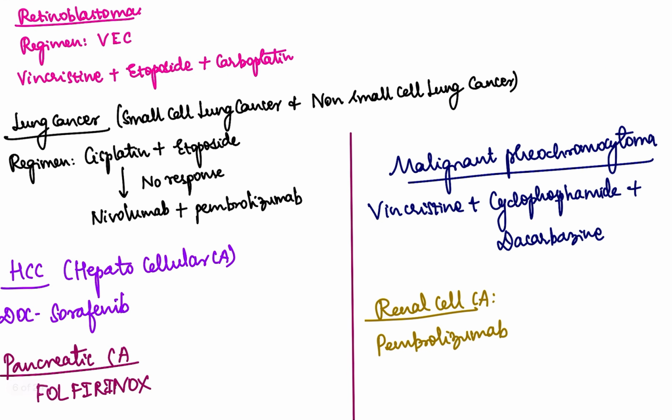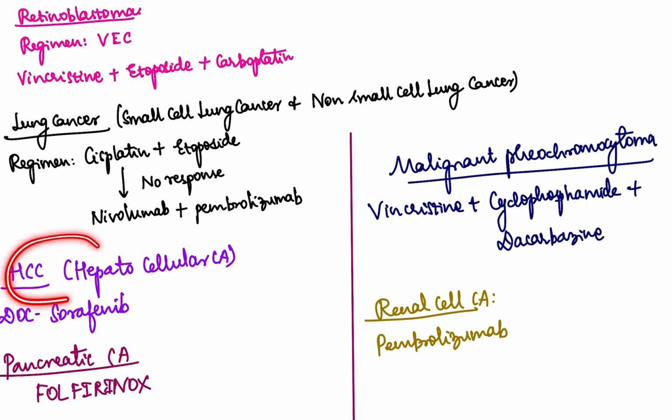The next is retinoblastoma. The treatment regimen for retinoblastoma is VEC, which is vincristine, etoposide, and carboplatin. For lung cancer, both the small cell and the non-small cell lung cancer, the regimen is cisplatin plus etoposide. If there is no response, you have to give nivolumab plus pembrolizumab.